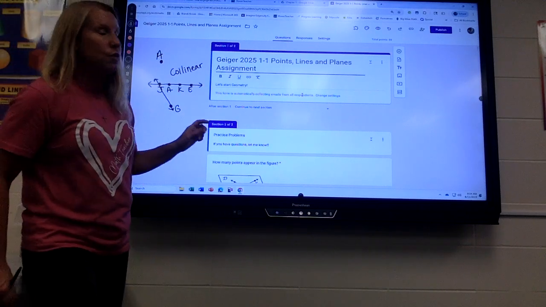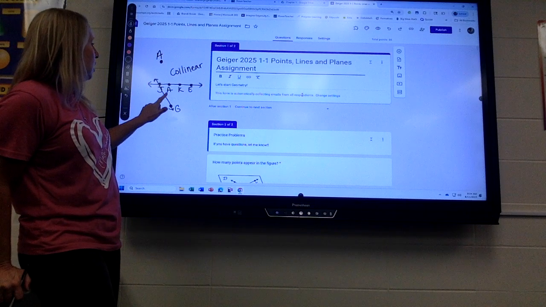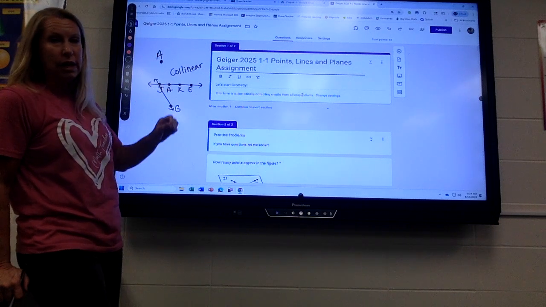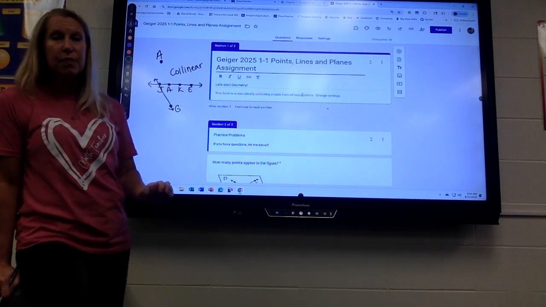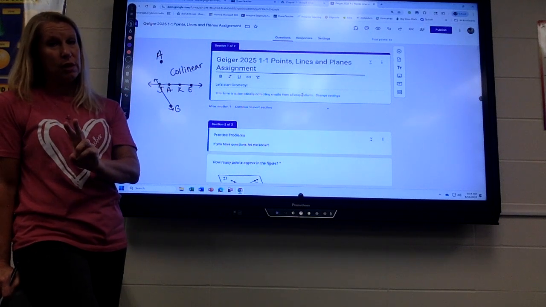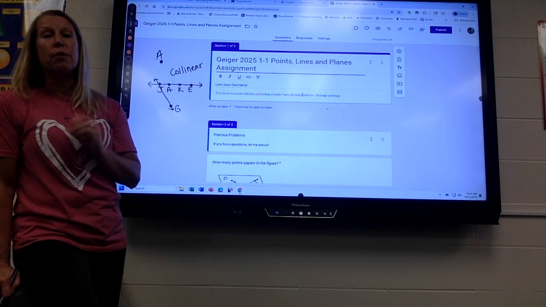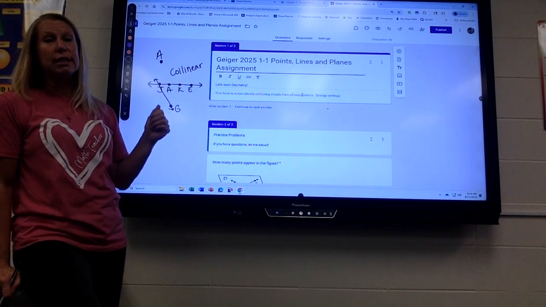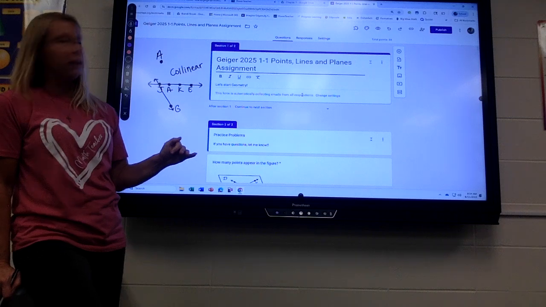Now, if I asked you if points J, G, and A were collinear, you would say no. So just 2 points are always collinear, but if there's 3 or more points, you have to look and see if they're on the same line.